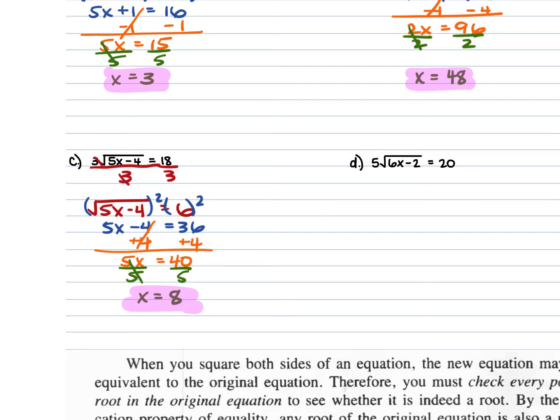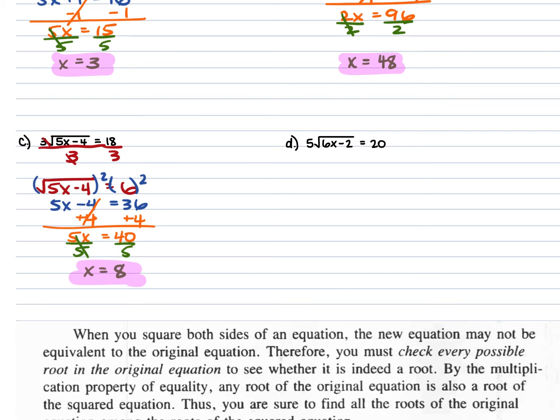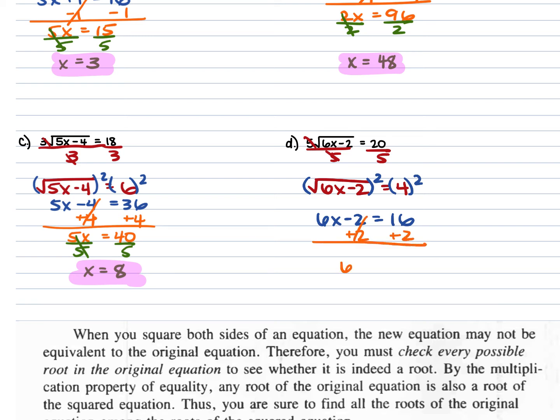For example D, we have 5 times the square root of 6x minus 2 is equal to 20. For this one, again, we're going to just divide each side by that 5 to isolate that radical. We have the square root of 6x minus 2 is equal to 4. We square both sides. And we have 6x minus 2 is equal to 16. We're going to add the 2 to both sides. We get 6x is equal to 18. We divide each side by the 6. And we have that x is 3.